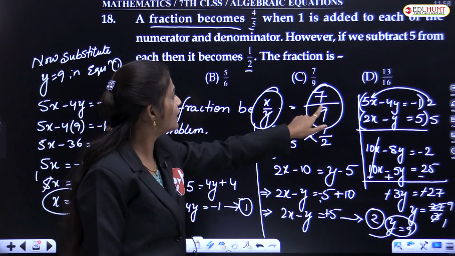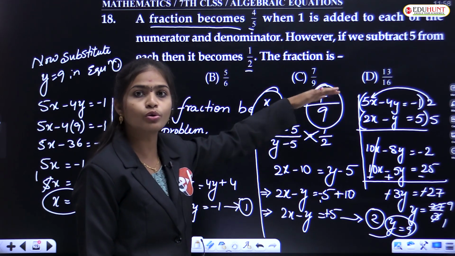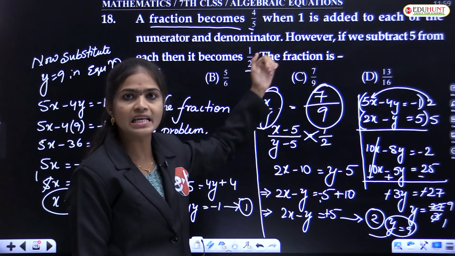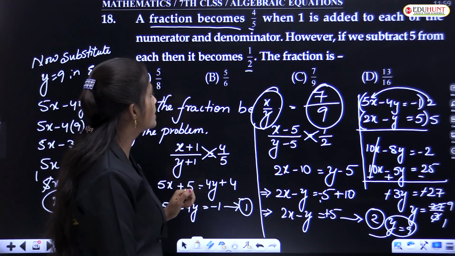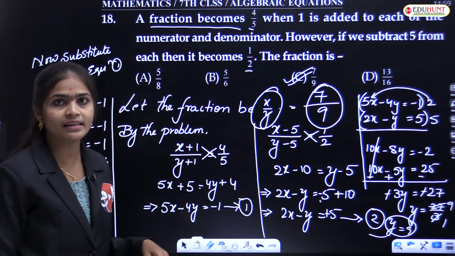Next, subtract 5, they are saying. 7 minus 5 is 2 and 9 minus 5 is 4. So 2 by 4 is equal to 1 by 2. Satisfying or not? So which is the correct option here? Option C. That is 7 by 9.